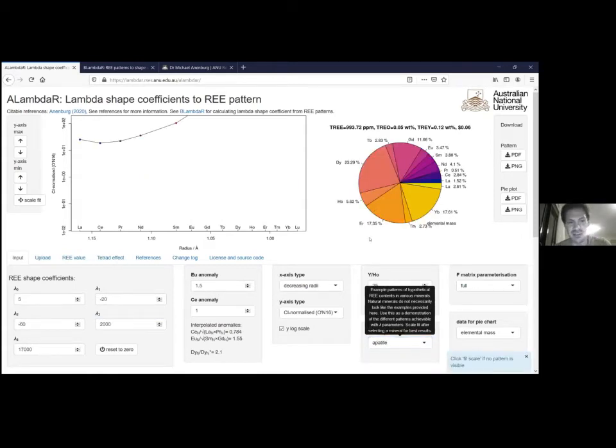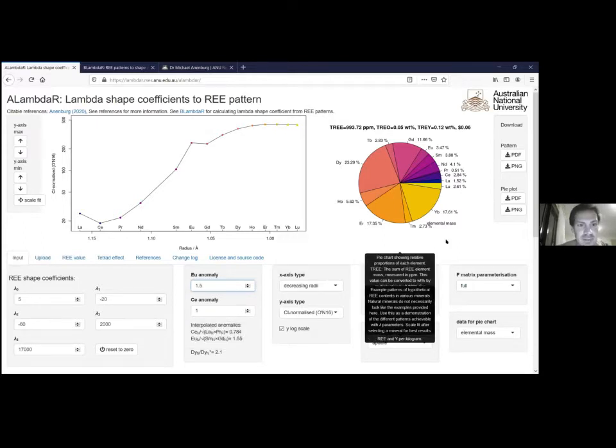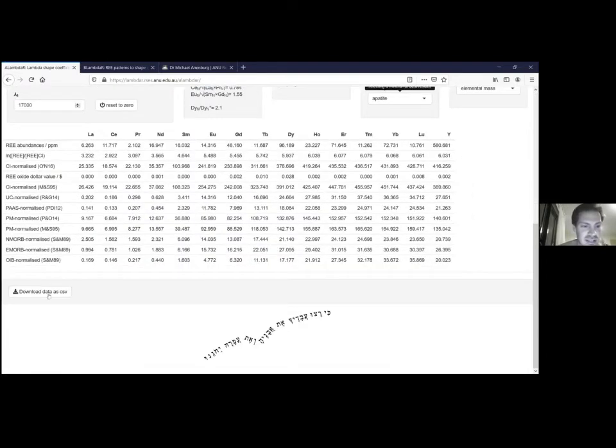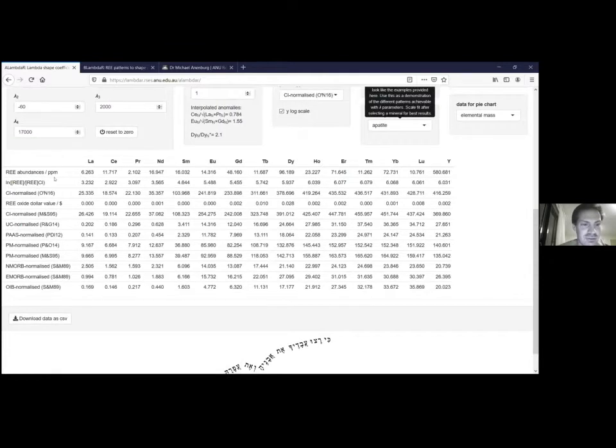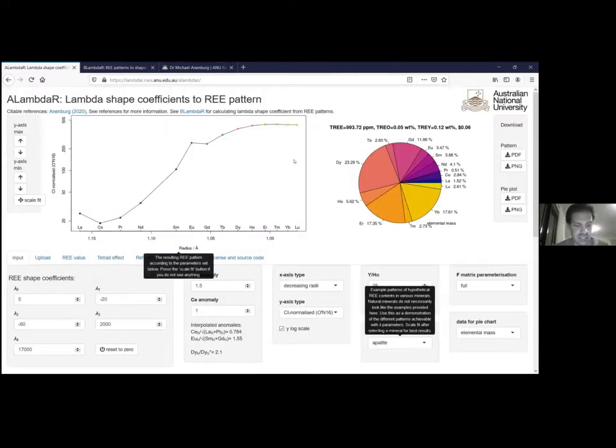So I'm just going to pick an apatite because that's my favorite mineral. So here's a pattern that is constructed using those parameters. So we have lambda 0, lambda 1, and we have all of those numbers in here. I also included a made up europium anomaly. Okay, so that's the app. And if you scroll down here, there's a download data button, and it shows you ppm and what you get when it's normalized to all kinds of different things. Okay, so this is the app.